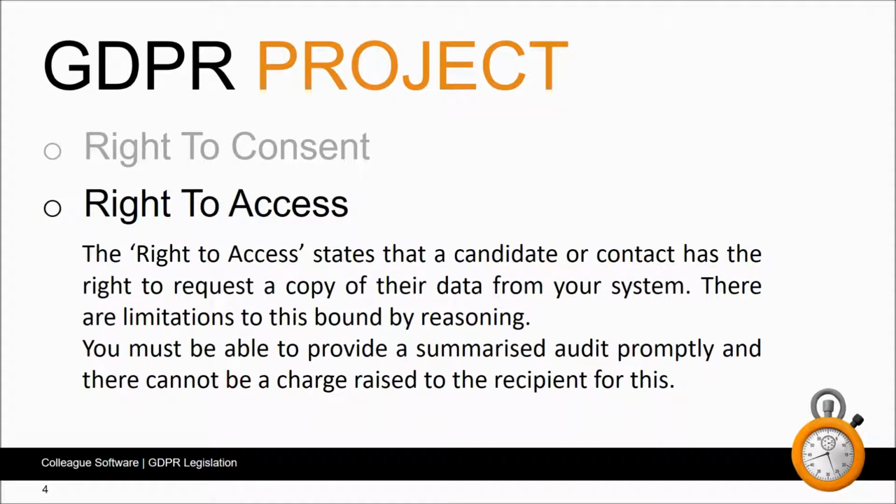The right to access states that a candidate or contact has the right to request a copy of their data from your system. There are limitations to this bound by reasoning. For example, you have the right to challenge a request should a candidate or contact ask for an unreasonable amount of historical data. But you must be able to provide a summarized audit promptly, and there cannot be a charge raised to the recipient for this.